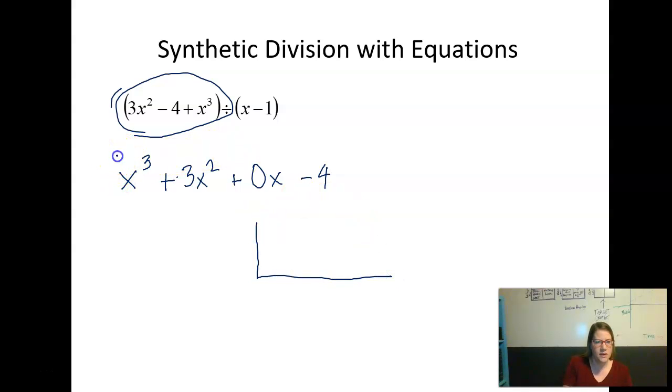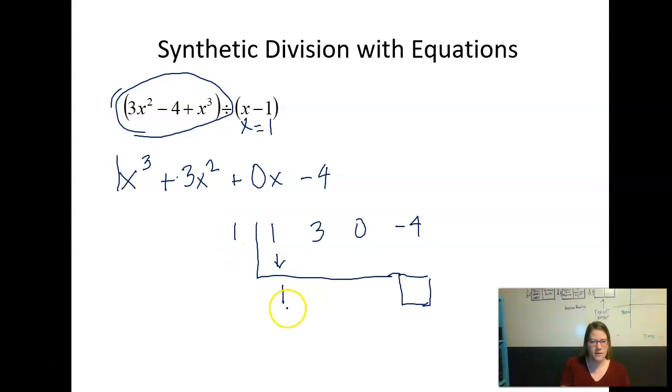So now it's in standard form, so now I can draw my box and get those coefficients. So if I don't see a 1, it's going to be a 1, right? So 1, 3, 0, and negative 4. Put a box underneath the last one. That's where my remainder is going to go. And then find the 0 for my divisor. So that'd be a 1 out here. Bring the 1 down, multiply them together, and put them in the second column. Add this column together. Multiply 1 times 4. Add the column. Again, no remainder.